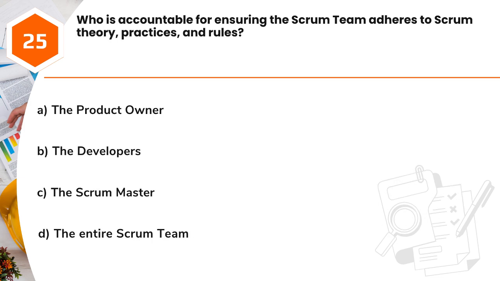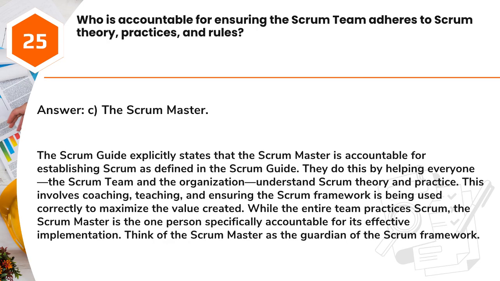Question 25. Who is accountable for ensuring the Scrum team adheres to Scrum theory, practices, and rules? A. The product owner. B. The developers. C. The Scrum Master. D. The entire Scrum team. Answer: C. The Scrum Master.